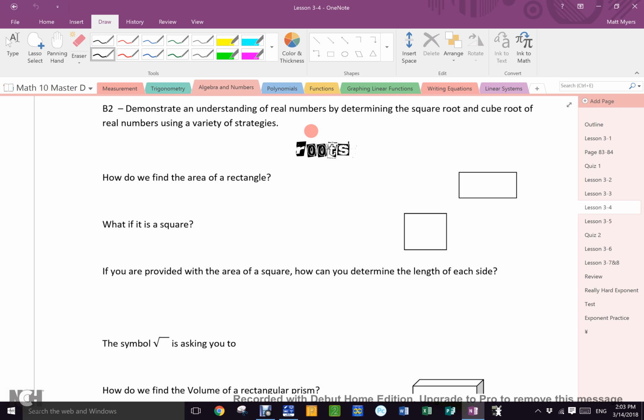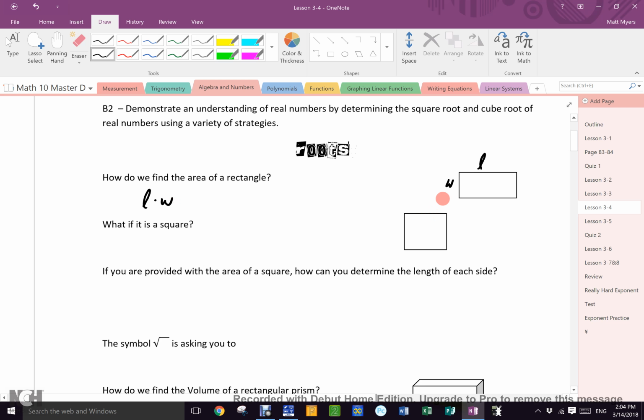All right, how do we find the area of a rectangle? Length times width. Length times width, right? Easy peasy lemon squeezy. How does a square differ? And how does a square remain the same as a rectangle? You do the same thing, but both sides are the same length. Both sides are the same.